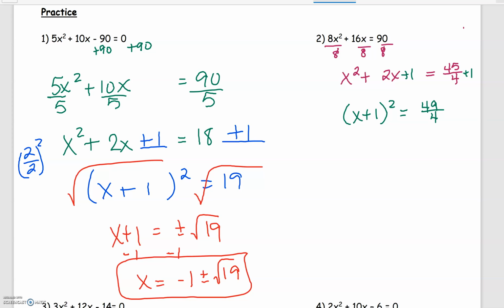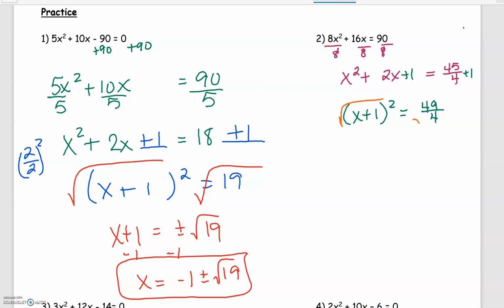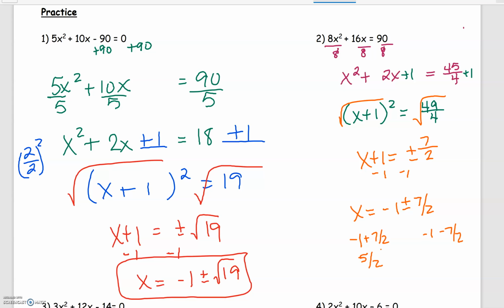And then if we add 1, it's really 4/4. So it's really 49/4 now. And so we can square root, and that ends up being perfect square over perfect square. So it's x plus 1 equals plus or minus 7 halves. And then we're going to subtract our 1. So x equals -1 plus or minus 7 halves, which ends up being 5/2. Let me write it out here. -1 plus 7/2, -1 minus 7/2. And you can do that on your calculator, but 5/2 and -9/2.